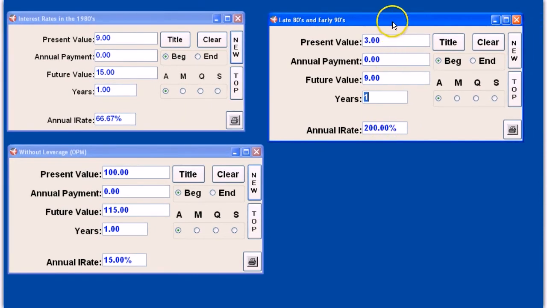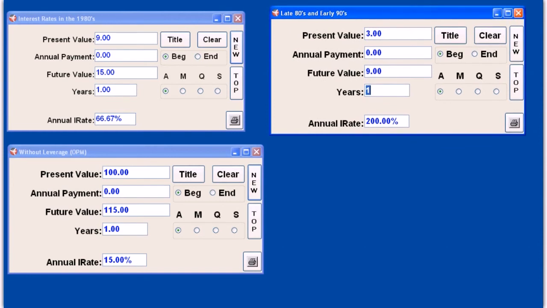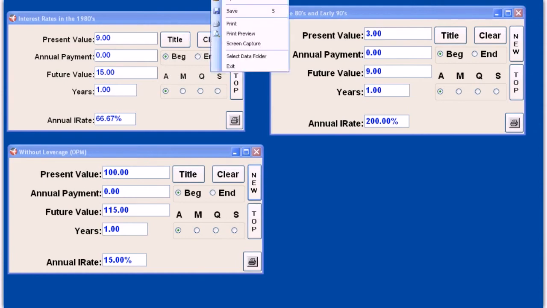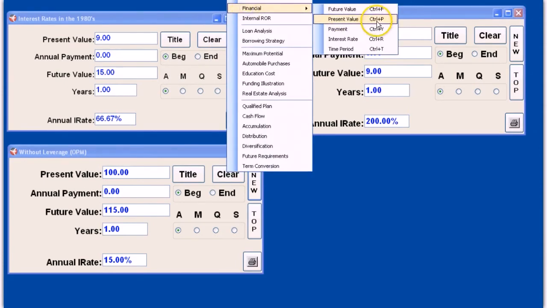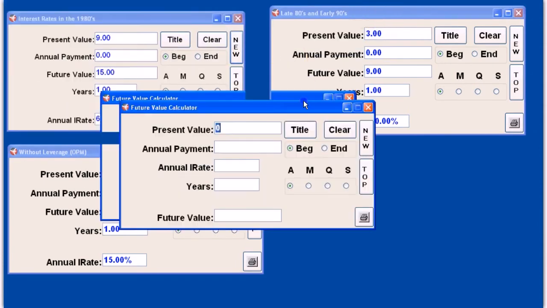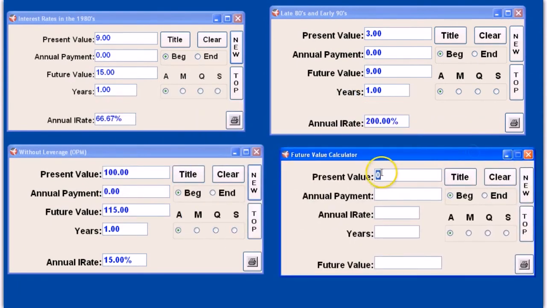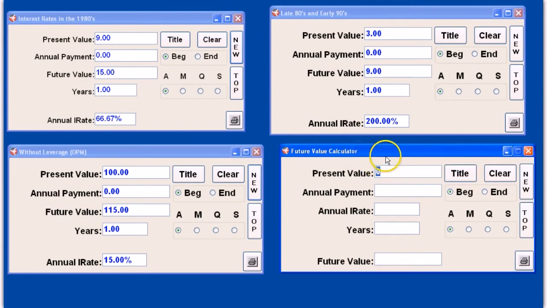Now, lastly here, we want to take a look at one last equation in this scenario, and that would be, let's pull up a future value calculator here. Basic future value financial calculator. We'll just leave it at future value.